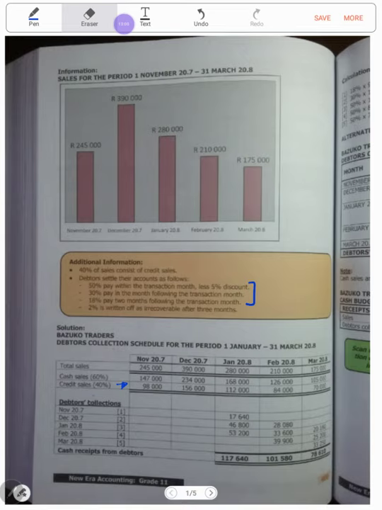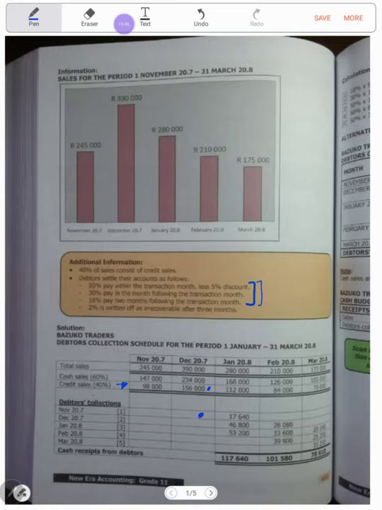Now we're in December. What are you interested in, grade 11s? You are interested in your credit sales. Your credit sale for December is 156,000. Now you have that, and now you're going back up to your predictions. 50% pay within the month of the transaction, less a 5% discount.